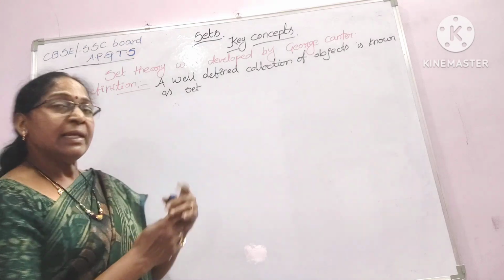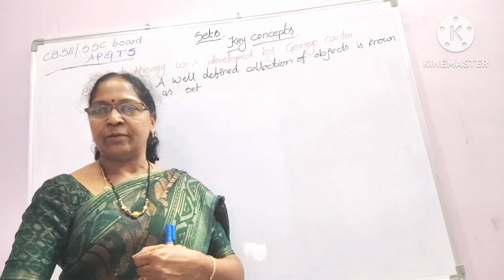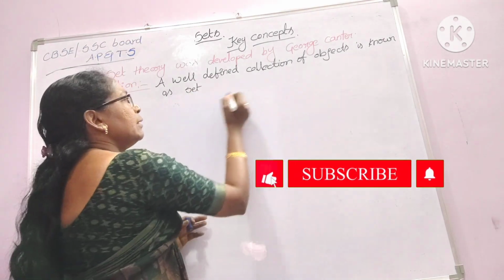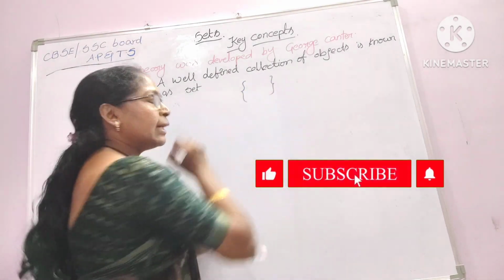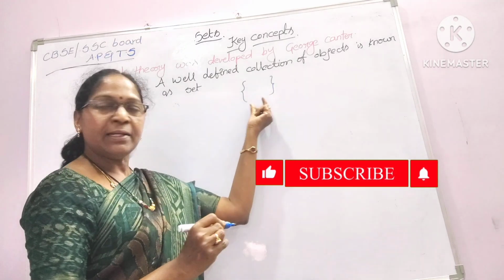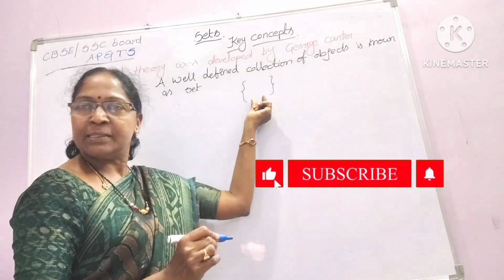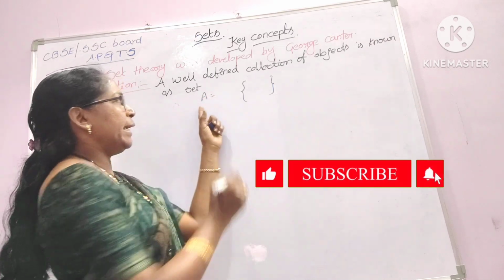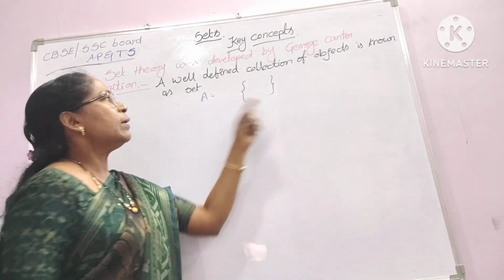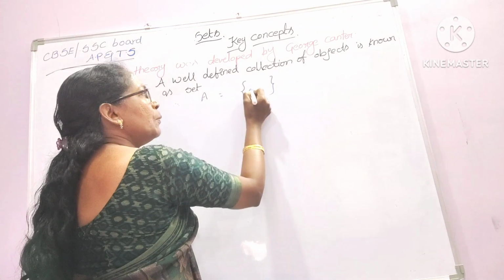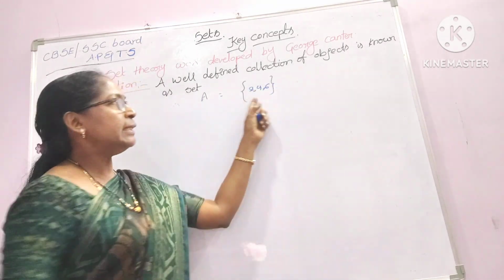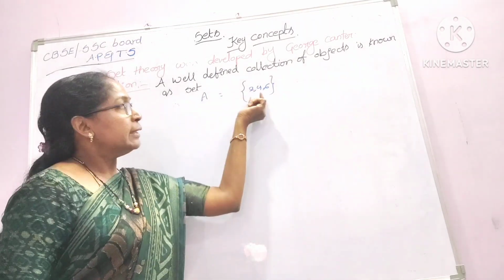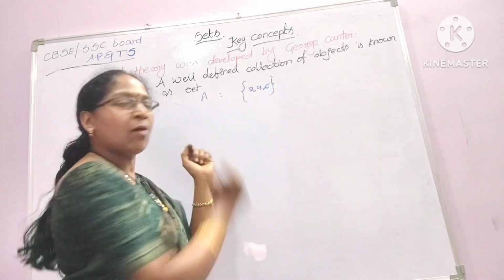Now, what are the main key points in a set? What you have to remember: the set is represented by the curly symbol. A set's elements or objects are represented inside the curly brackets only, and a set is represented by capital letters only. A is one set. A equal to, like this, for example, 2, 4, 6. These are elements or objects. The elements are separated by commas only.